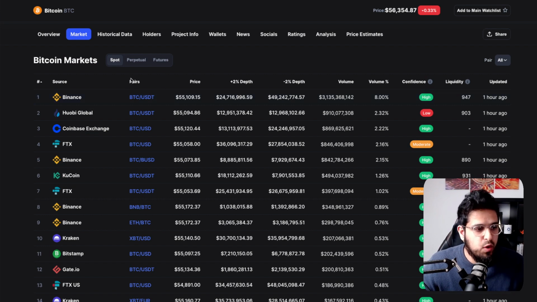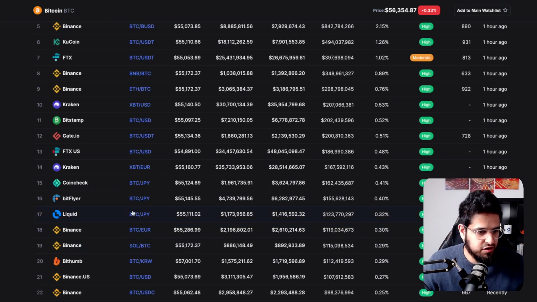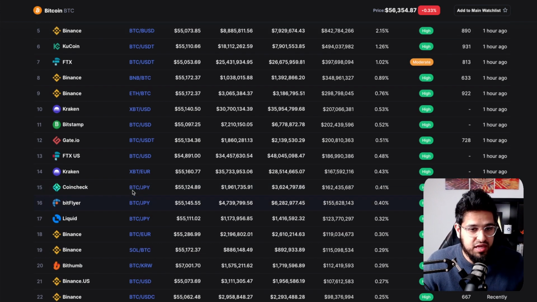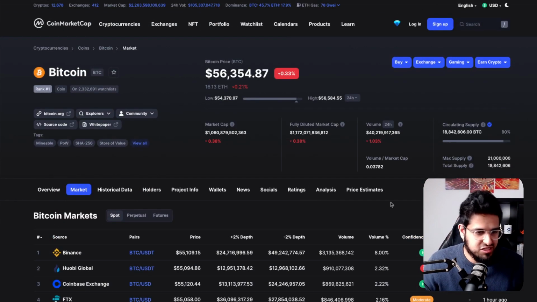Now you can also see which pairs they trade in. Okay, so here you can buy Bitcoin using USDT, the stable coin. On Coinbase, you can buy using USD, the fiat currency. Okay, and at the bottom you can see different pairs. On CoinCheck, you can buy it using the Japanese yen if you're that way inclined. Okay, and you can see a bunch of useful stats there.